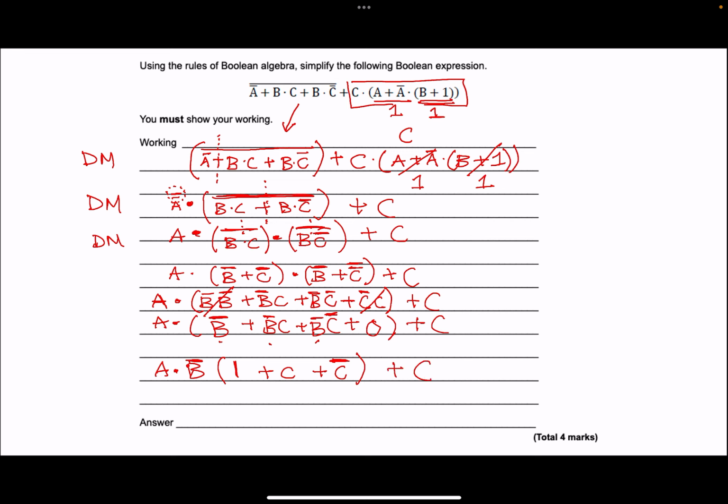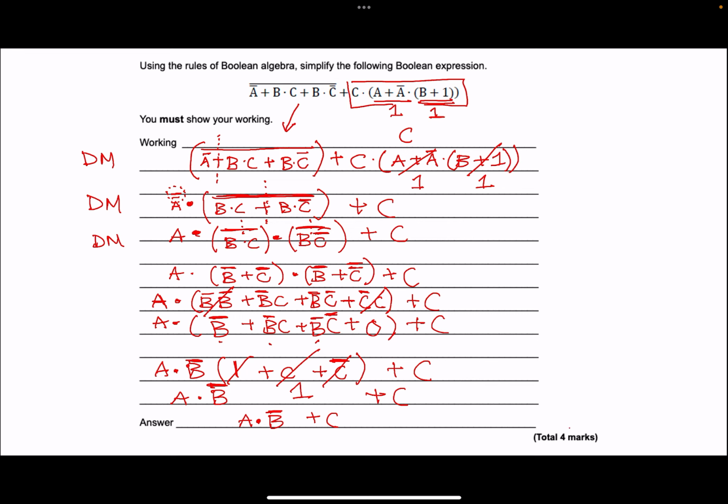Now, those of you who know your identities, if you've got 1 or anything, regardless of the fact it's C or not C, this whole term becomes 1. So you would end up with A not B times 1 plus C. So the final answer is A not B plus C.